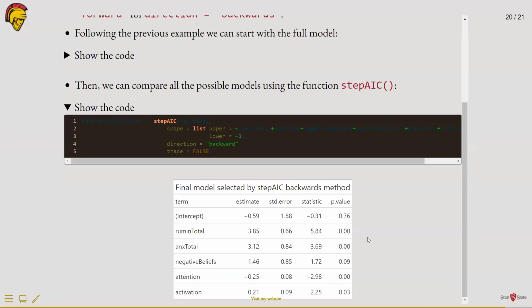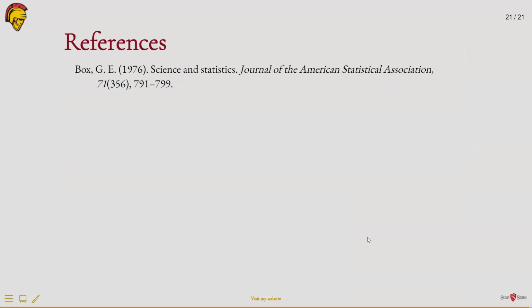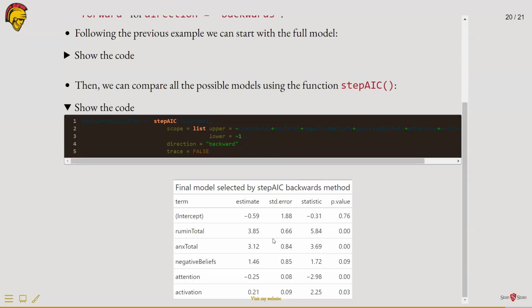And what I get, let me see. Yeah, again, is this one. It's a model without positive beliefs about rumination. It dropped positive beliefs about rumination, and it kept all these variables together, right?